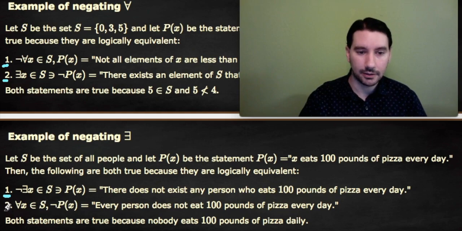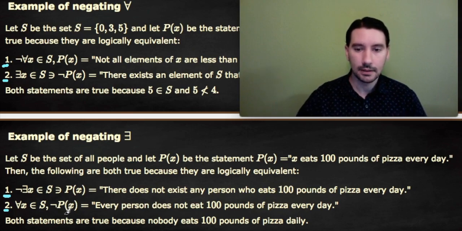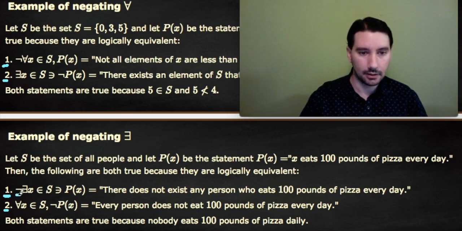So a logically equivalent statement to saying that there does not exist any person who eats 100 pounds every day is to say that every person does not eat 100 pounds of pizza every day. In other words, for all x in S, not P of x. So just to recap, once again, if we bring this negation through, the quantifier changes from there exists to for all, and then this negation goes inside to here.